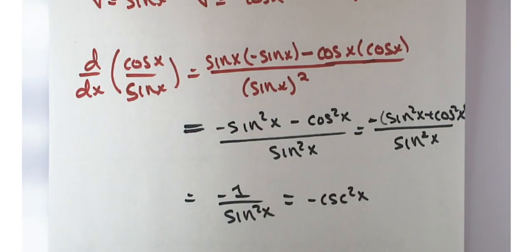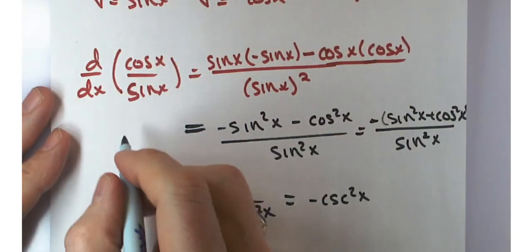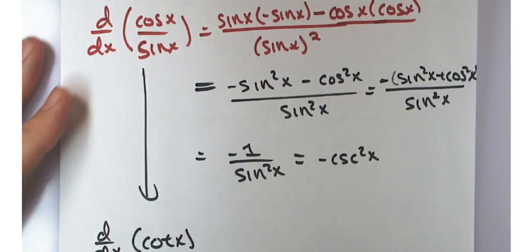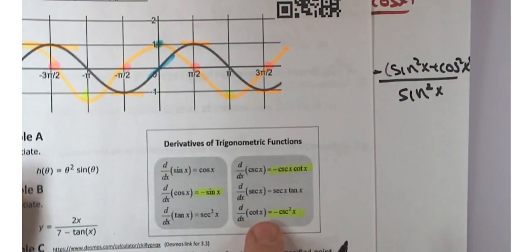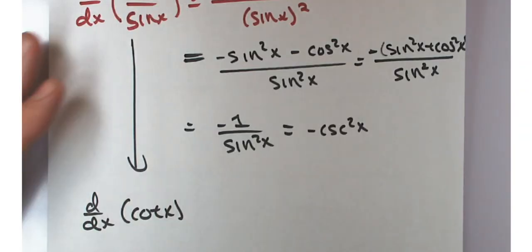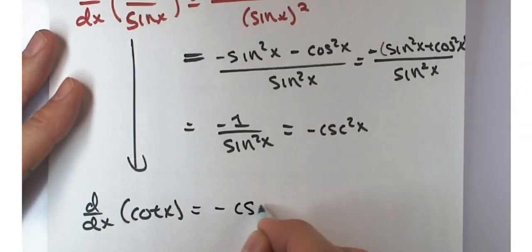Nice. But does anyone see a much faster way we could have done this? Isn't cosine over sine just cotangent? Yeah. So that's d by dx of the cotangent of x. And I just gave you a handout. It said the derivative of cotangent of x is minus cosecant squared. So, wow, minus cosecant squared of x.